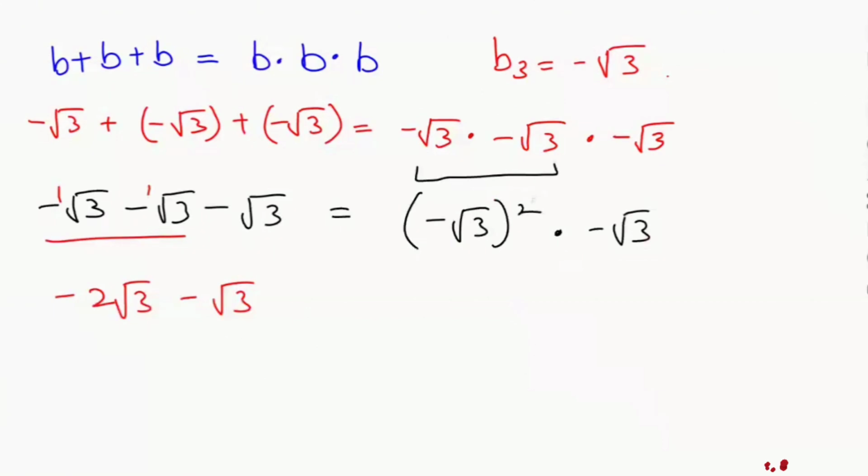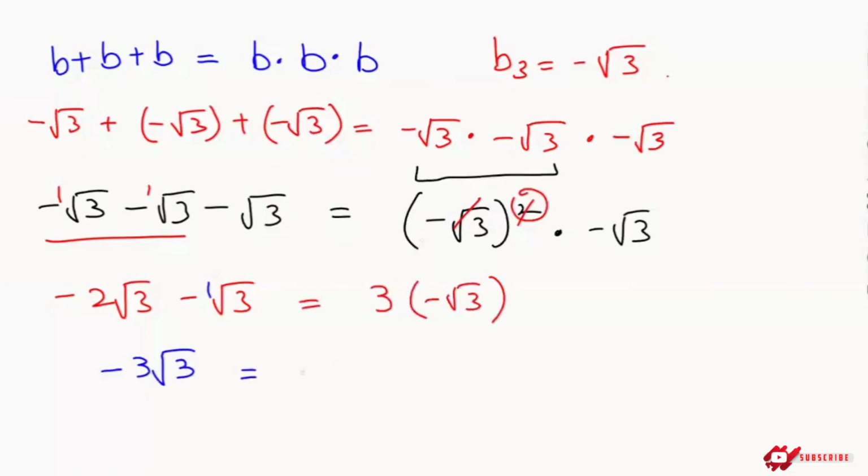And here this is going to be cancelled out by this, and as we're going to multiply this negative root 3 twice because we have the even power here, we'll get the positive value. So 3 and negative root 3. And here this will be equal to, again we have 1. So here minus 3 root 3 is equal to negative 3 root 3. So here the left hand side is equal to the right hand side. So the value of b3 we found is absolutely correct.